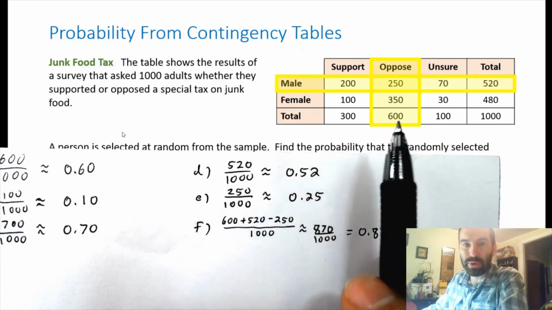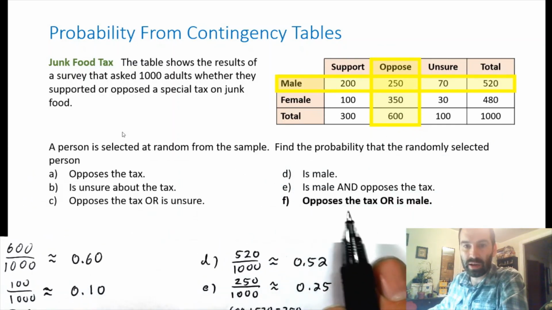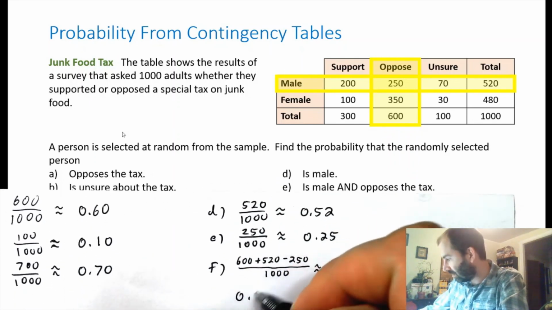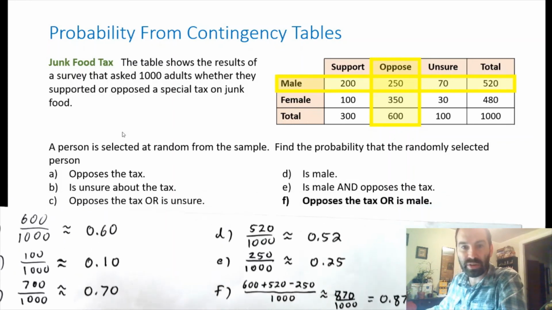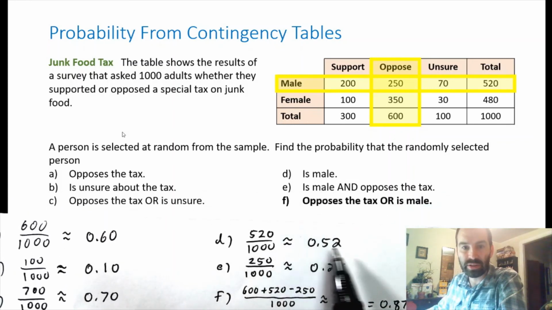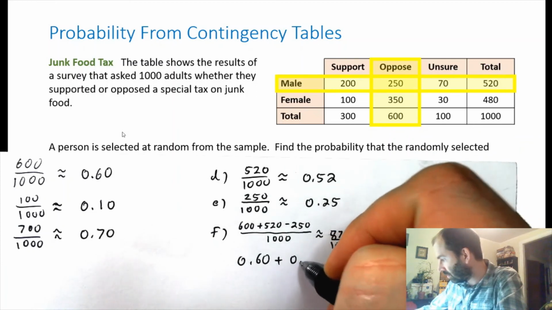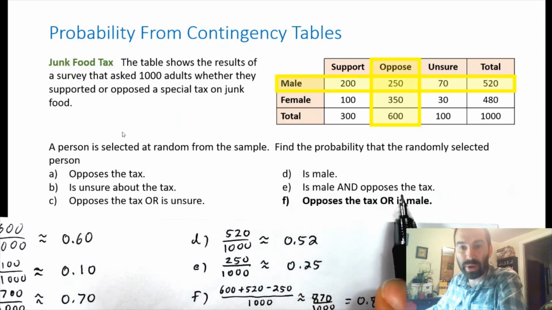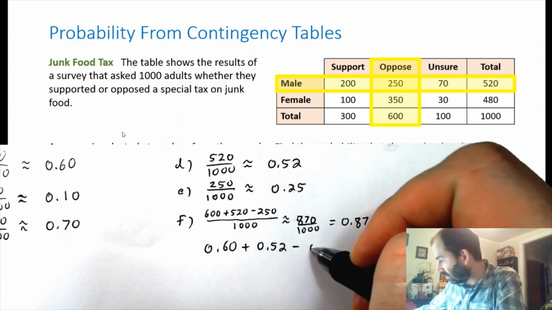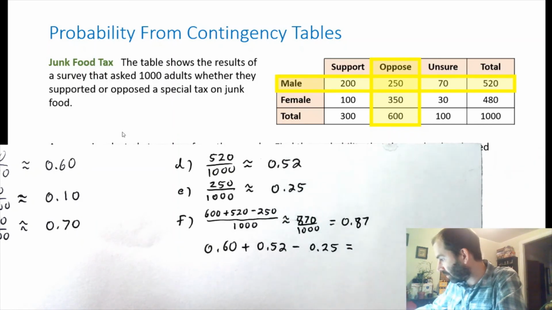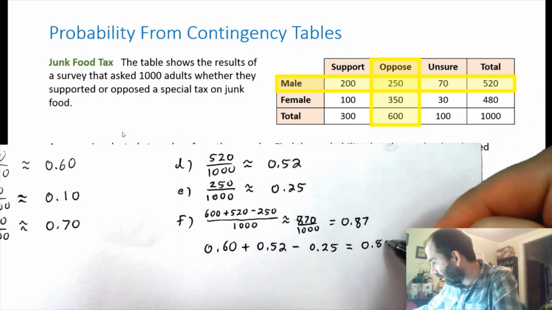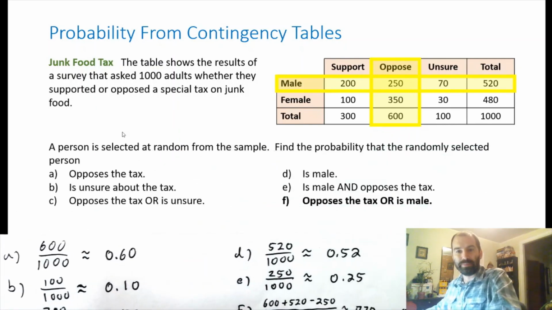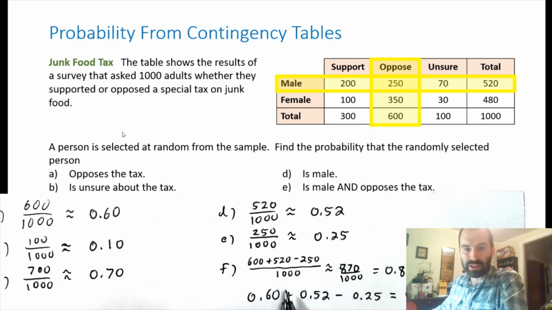You could have computed the probability that the person opposes the tax, which was part A, 0.6, plus the probability that the person is male, that's part D, 0.52, and then subtract the probability that they oppose the tax and are male, which is 0.25. And if you do that, you will get 0.87. Okay? All right. And that was the probability rule for OR. If you don't remember that, check the last video.